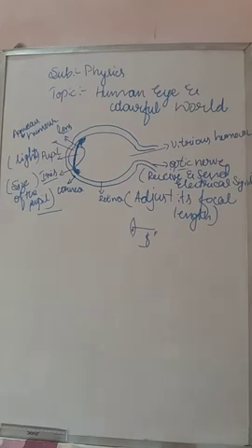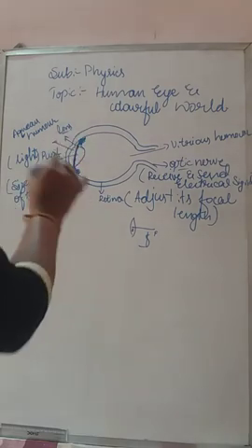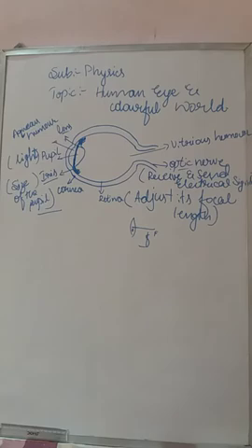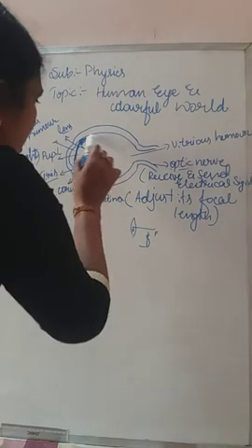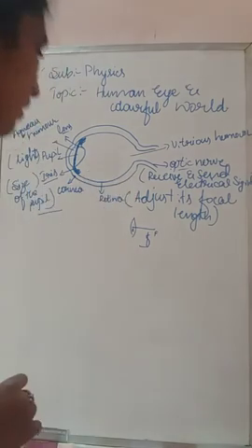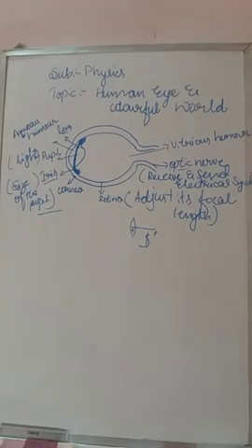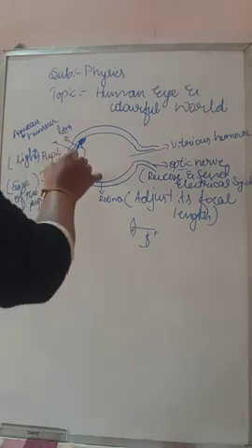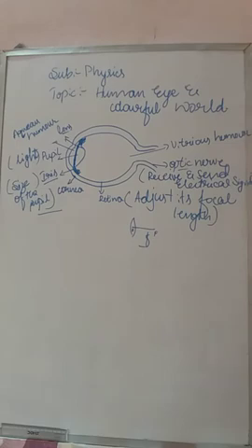Very important, the parts of the human eye. I'll repeat again, listen carefully. The first part is the cornea. The outermost layer of the eye is called the cornea. The second thing is the retina, the innermost layer of the eye. Then we can see the dark muscular organ or diaphragm, that is called the iris.